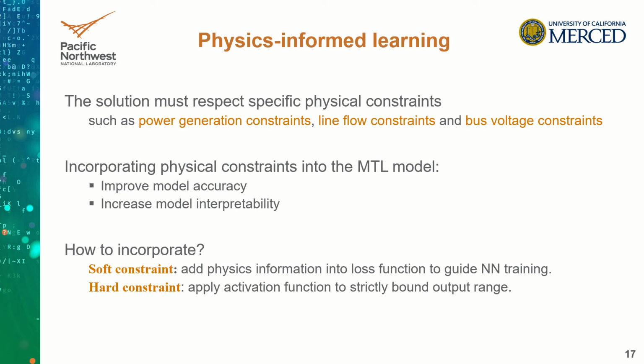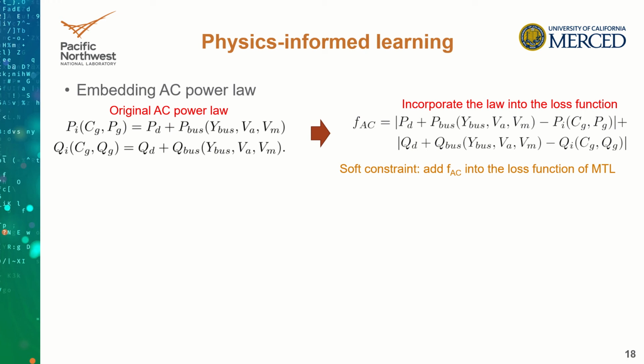The soft constraint is adding some physical information into the loss function to guide the neural network training. The hard constraint is applying activation functions in the model to strictly bound the output range. Here I will give an example of embedding AC power law into the soft constraint.